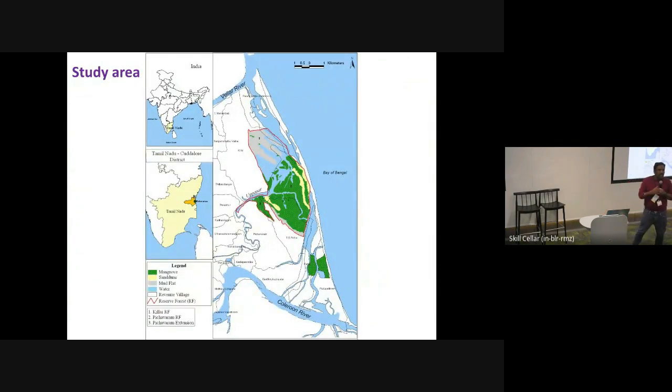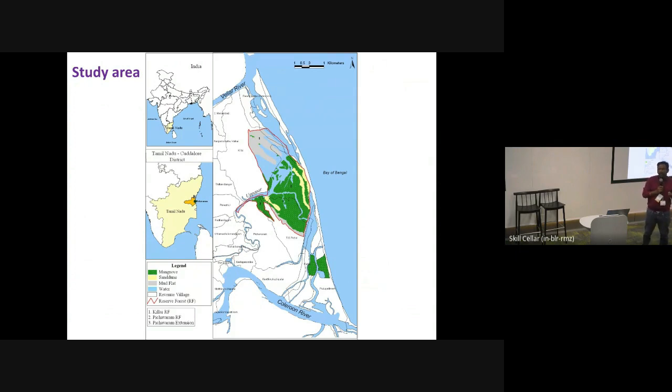So this is my study area, what we are doing in the Pichavaram mangroves, which is the second largest mangroves in Tamil Nadu, where it is highly useful for conservation purposes. Why we studied this is that the mangrove ecosystem, as you see in the image, is really difficult to go into. It is fully muddy in nature, and it's very difficult to do surveys also.